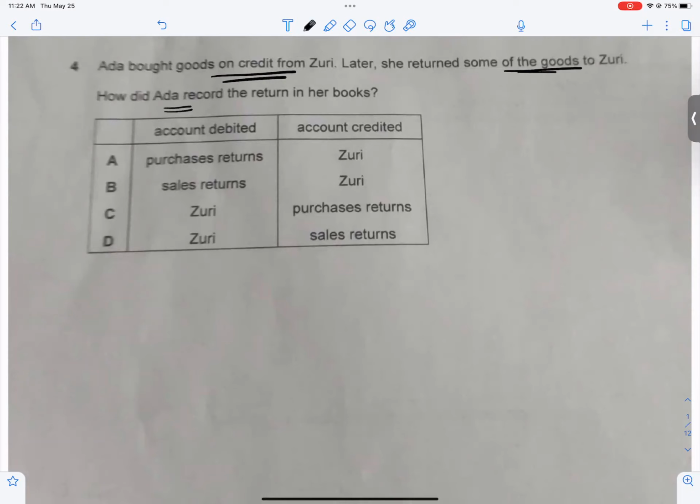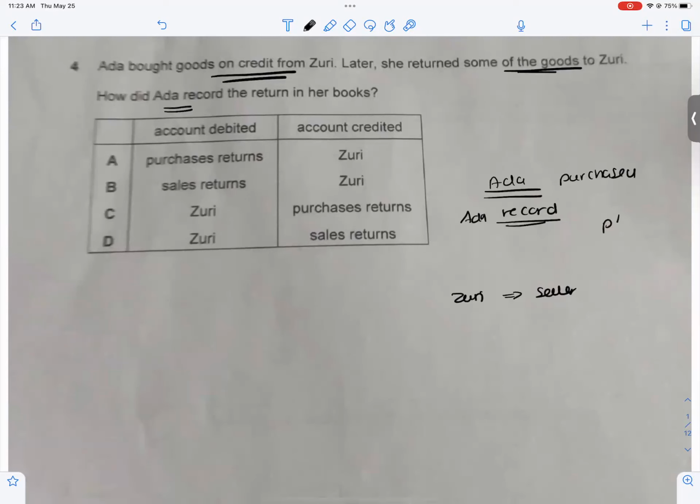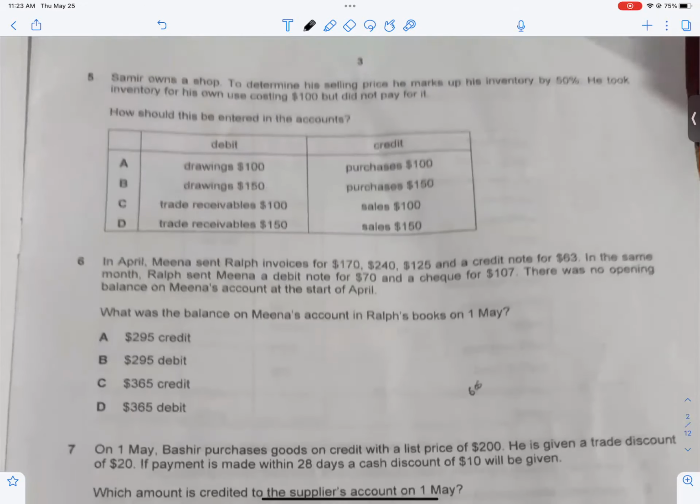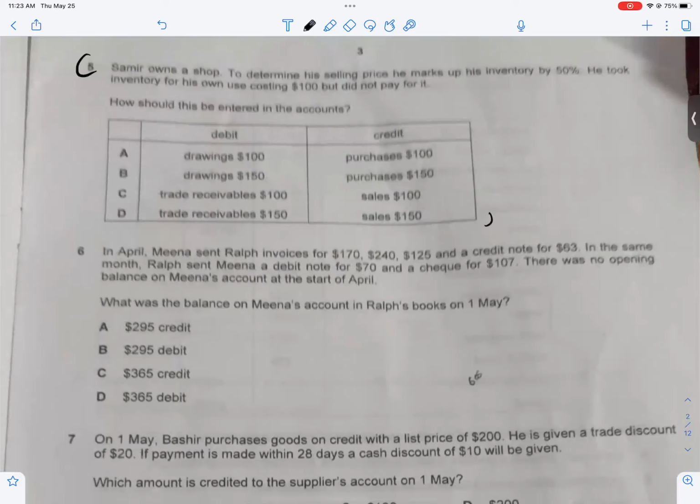So Ada is the buyer. Zuri is the seller. Okay, wait. Ada is the buyer, right? So it'll be purchase returns. Purchases is debit, so purchase return will be credit. So the answer is C. Fifth one.